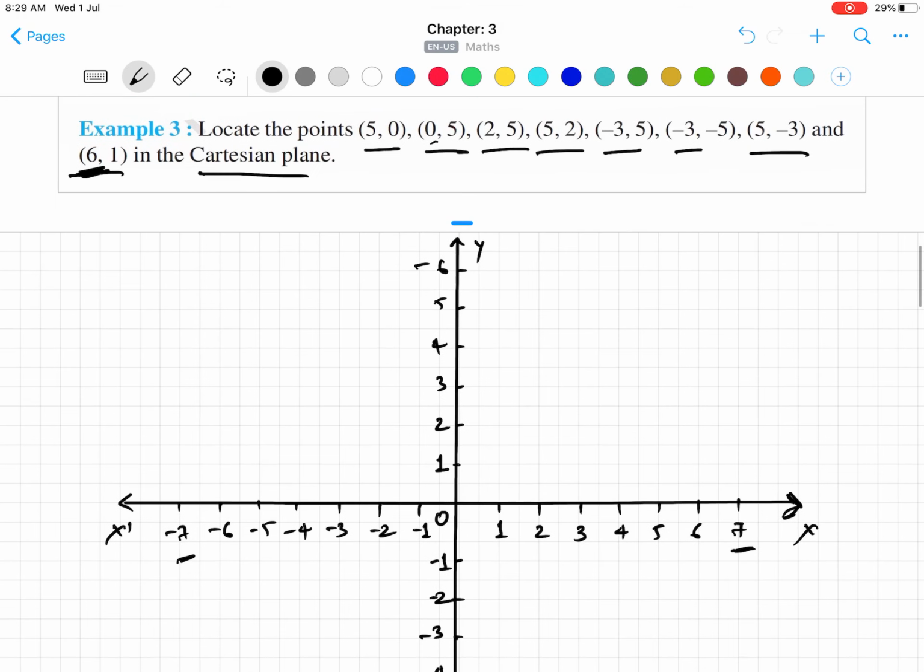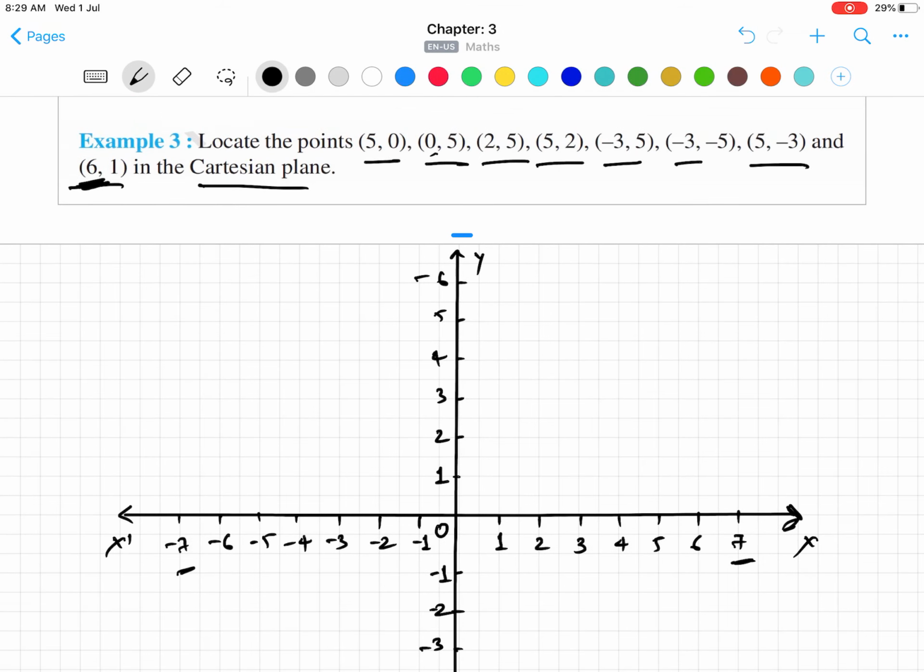Okay, now let's start with the first point. First point is 5 0. 5 0 means its x coordinate is 5 and y coordinate is 0. Like I told in the previous class, if the y coordinate is 0, that means that point is lying on the x axis. So we have this, I'm choosing a different color, okay, to mark the points.